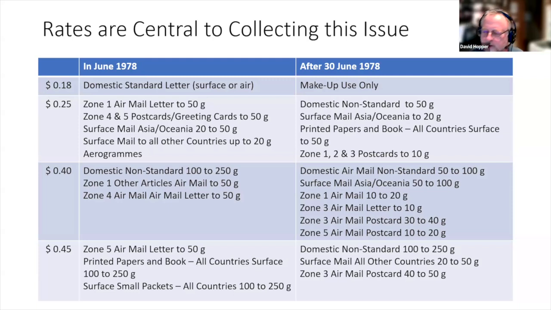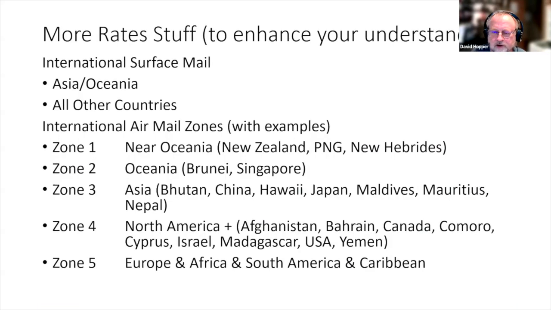So then after June 30th, there's a whole bunch of new rates out there, and as you scrounge around and as I find covers, I go, I wonder what that rate is, and I add things to this list. A lot of goofy stuff out there. You've got international surface mail. It's in 2 categories: Asia, Oceania, and all other countries. Now, interestingly enough, as these rates evolve over the years, Hawaii is sometimes Oceania and sometimes North America. So who knows what it really is? It's plunked in the middle of the Pacific Ocean, so I think it's Oceania, but it's not always.